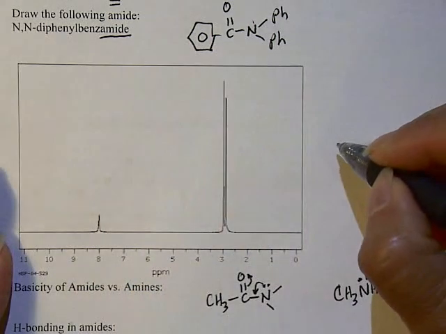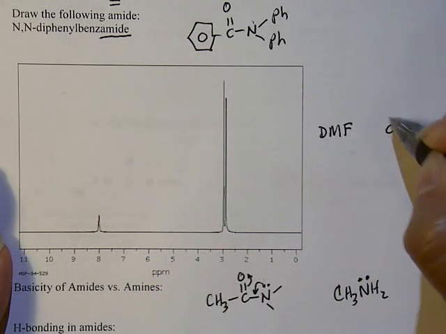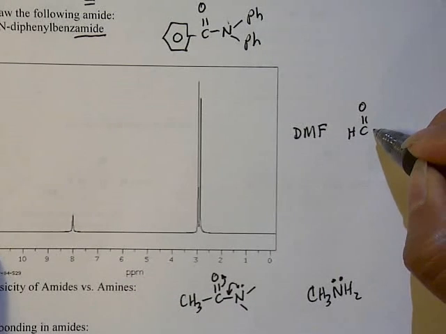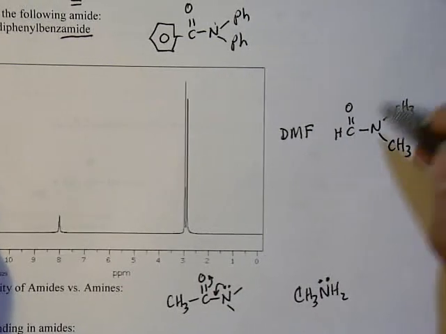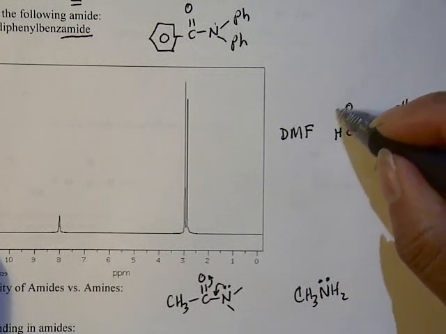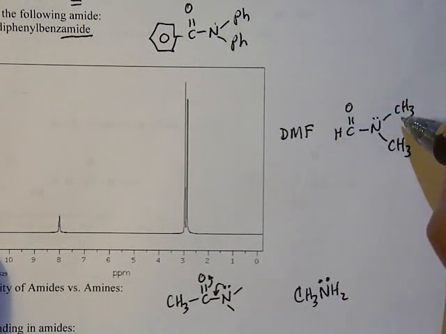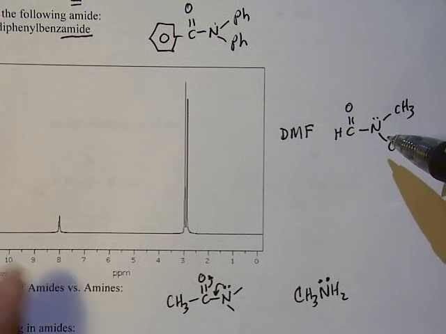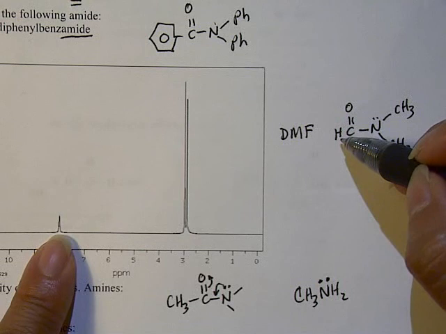So this NMR right here is in fact the NMR of DMF, dimethylformamide, which has a structure of dimethyl. In fact, you should be able to draw that dimethylformamide. So this is the formic acid derivative, and this is often used as a solvent. And if you take an NMR of this molecule, you see the aldehyde peak around 8 ppm.